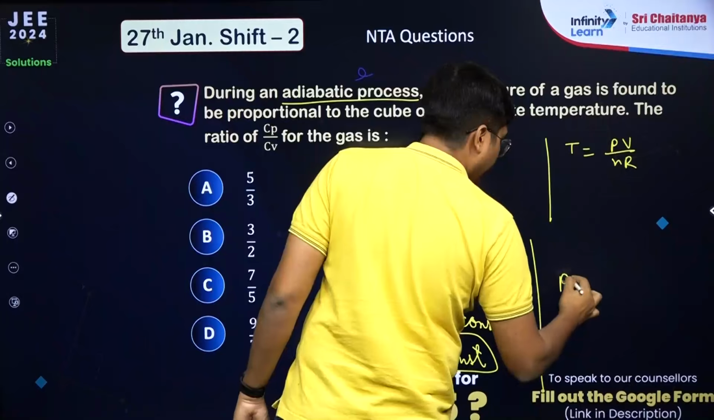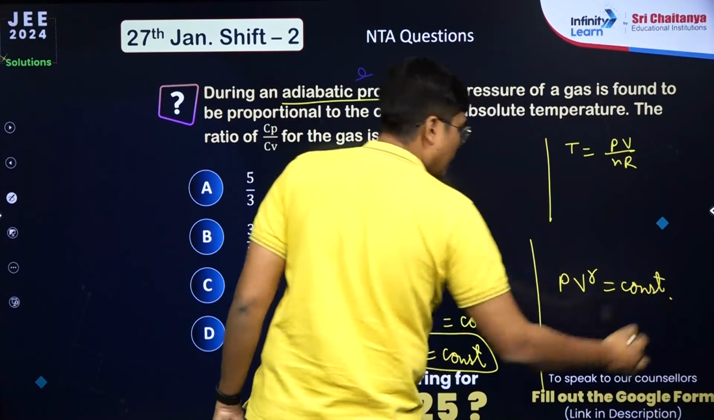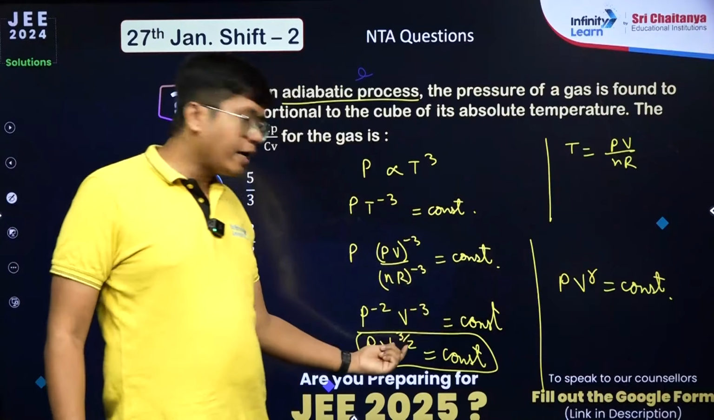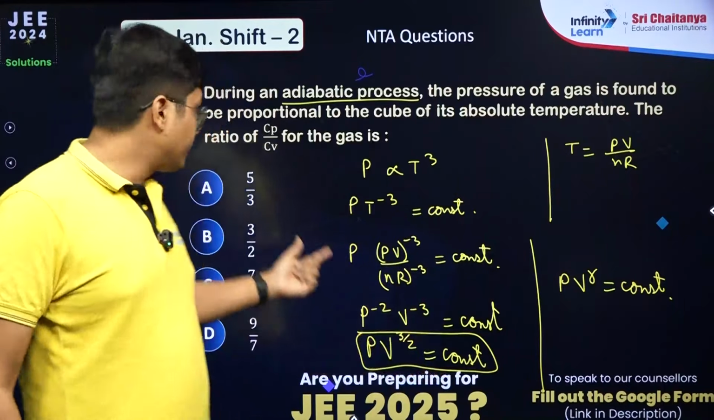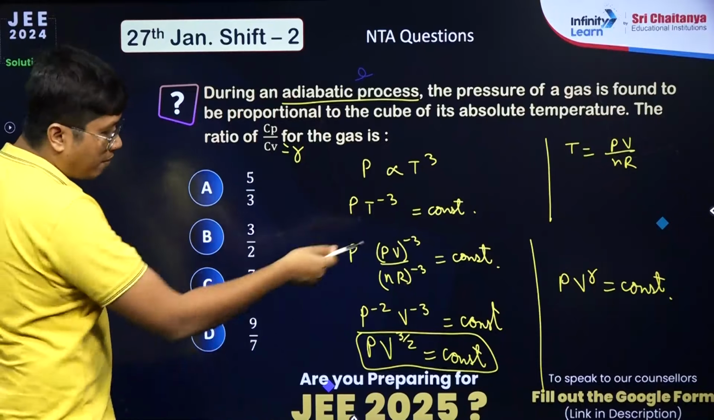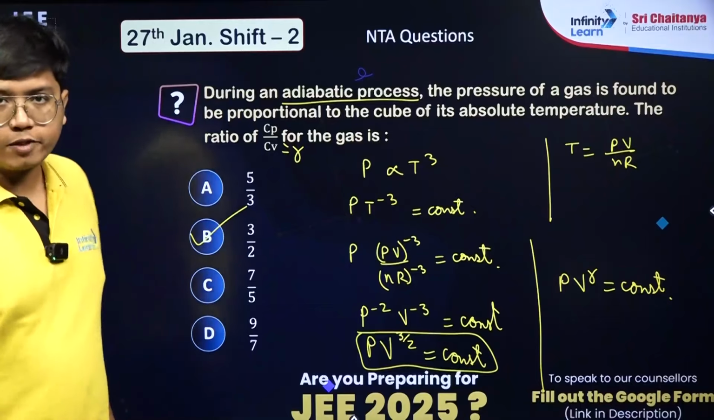I know for an adiabatic process, PV to the power gamma is a constant. By comparing, I can tell that gamma is equal to 3 by 2 for this process, and Cp by Cv happens to be that gamma. So if gamma is 3 by 2, that is our answer. Option B, 3 by 2.